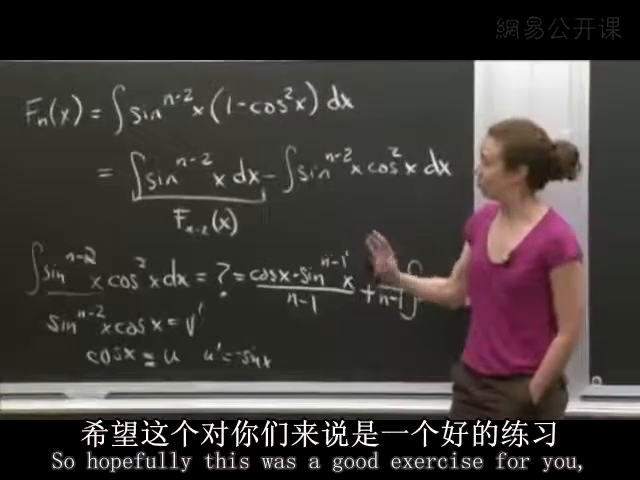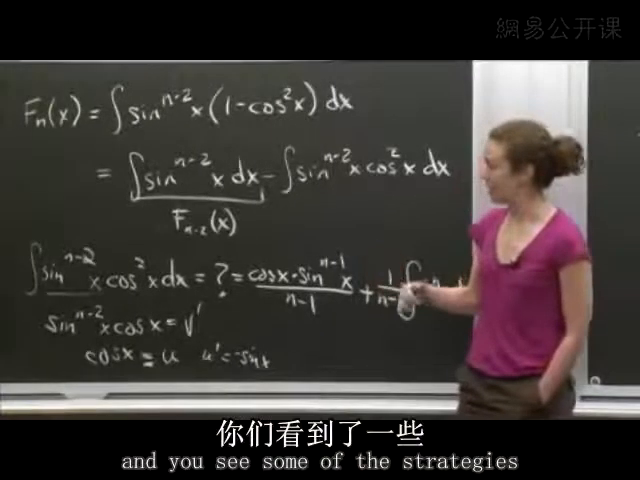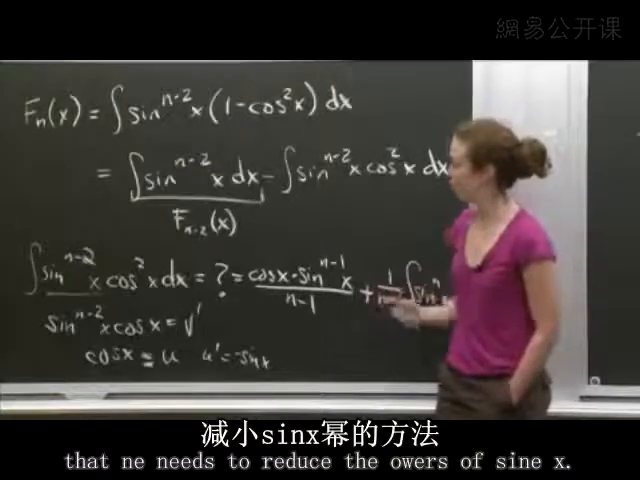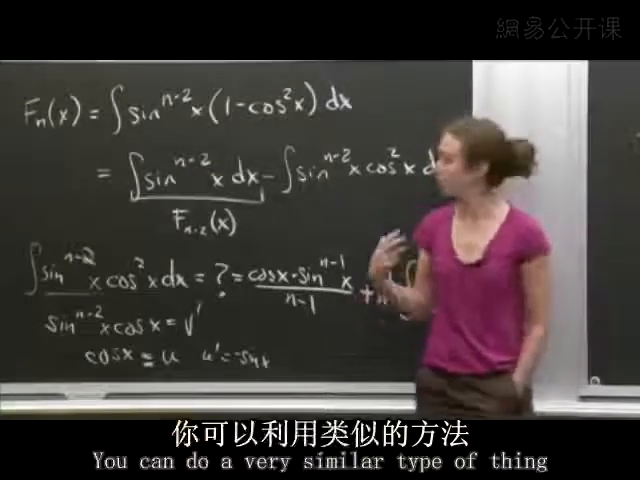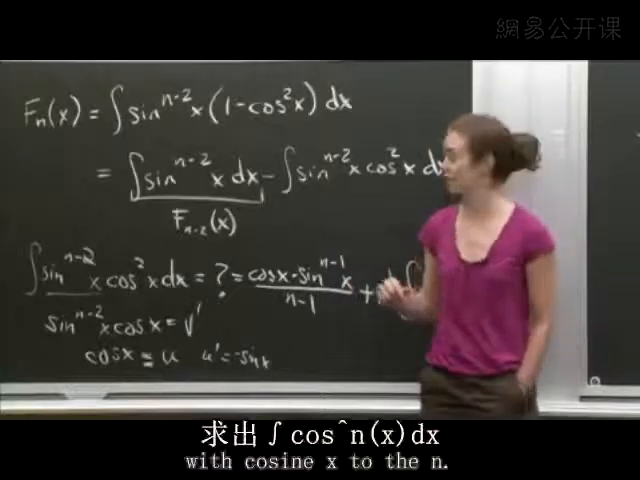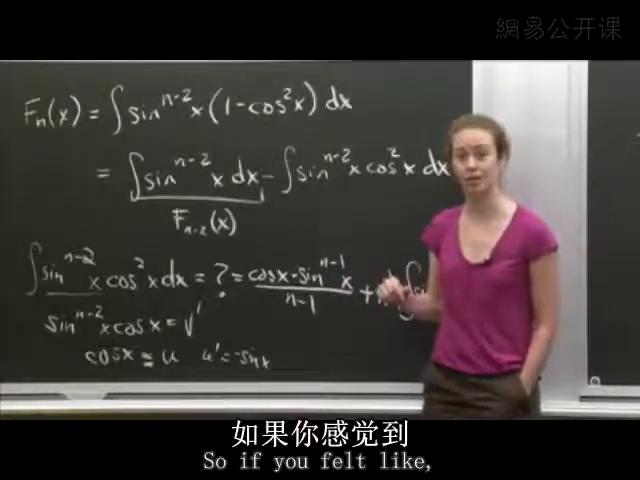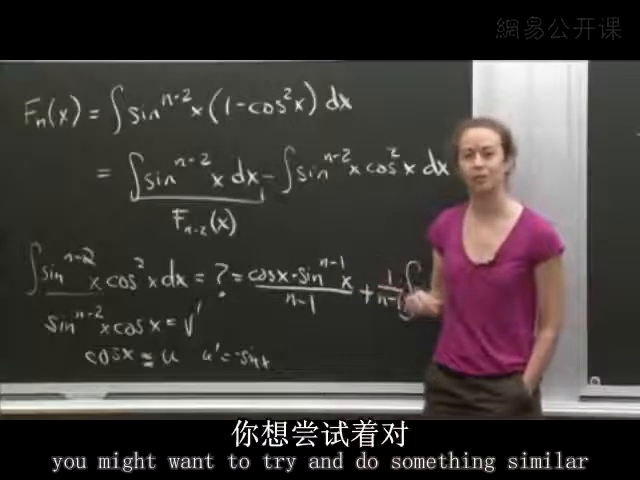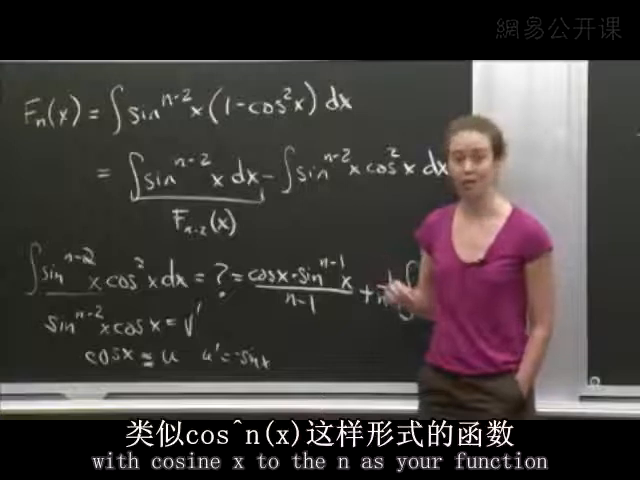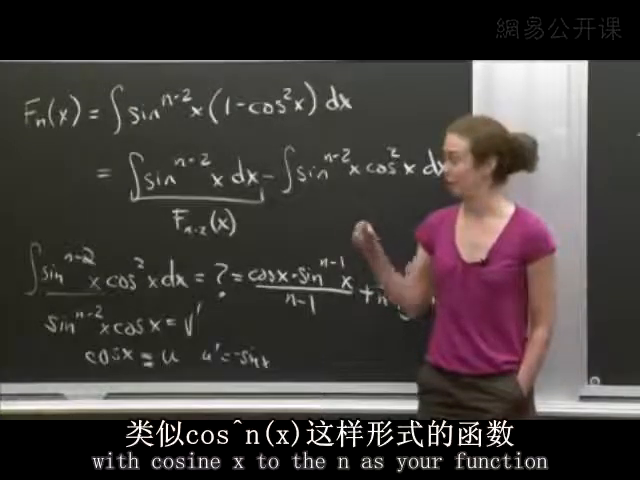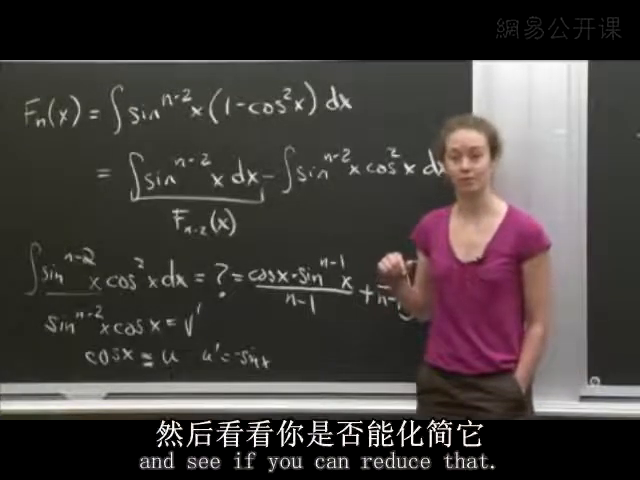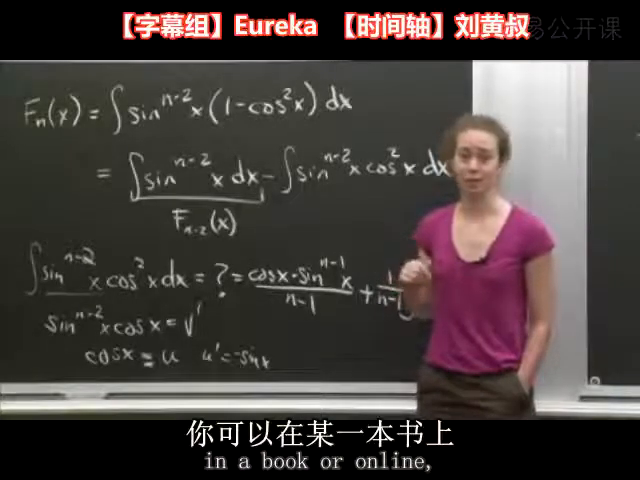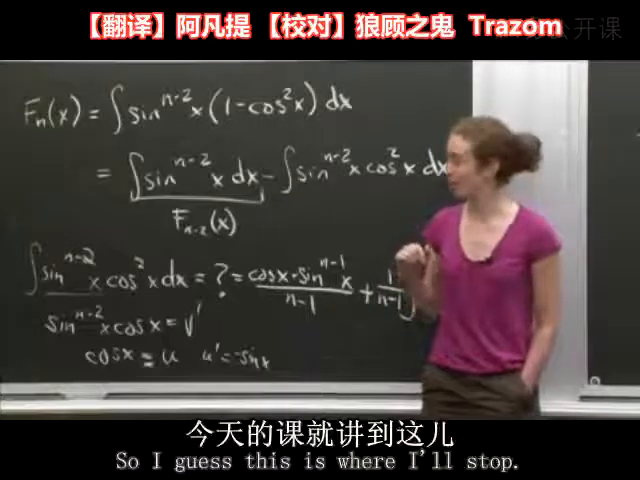So hopefully this was a good exercise for you, and you see some of the strategies that one needs to reduce the powers of sine x. You could do a very similar type of thing with cosine x to the n. So if you felt like I'm not quite sure about this method, you might want to try and do something similar with cosine x to the n as your function that you're integrating, and see if you can reduce that. And I guarantee you can find a formula for that in a book or online if you wanted to check that answer. So I guess this is where I'll stop.